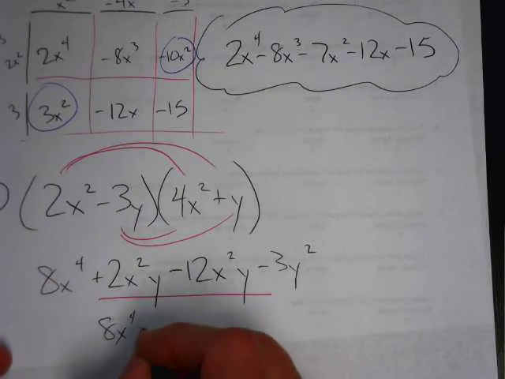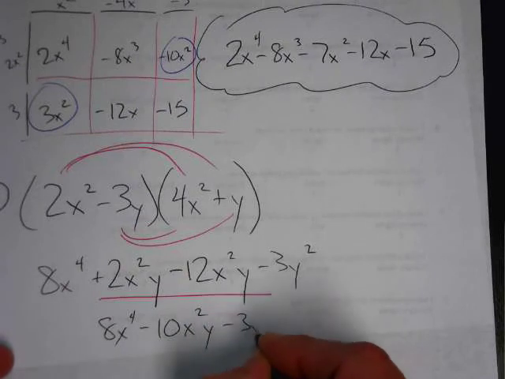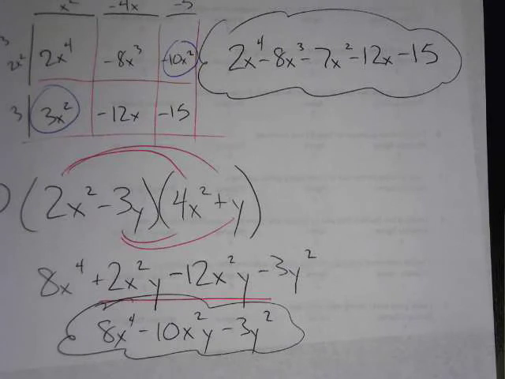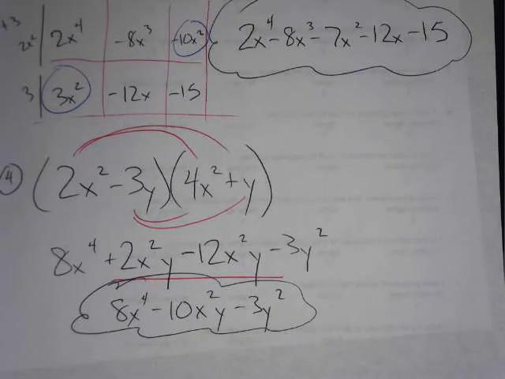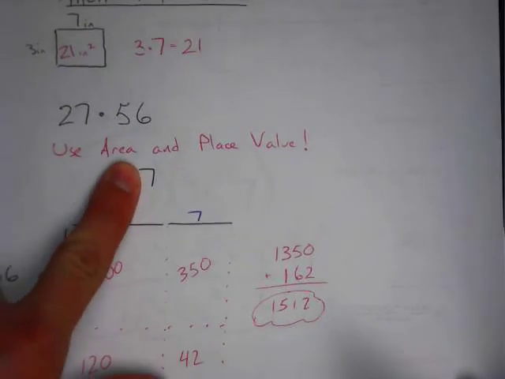So it doesn't matter how. Even if you were to use the area model, you would get the same result. I guarantee it. And that is how we multiply polynomials. And this applies to any polynomial whatsoever, because remember, we are using area and place value. Okay, so if we use area and place value, we are good to go.